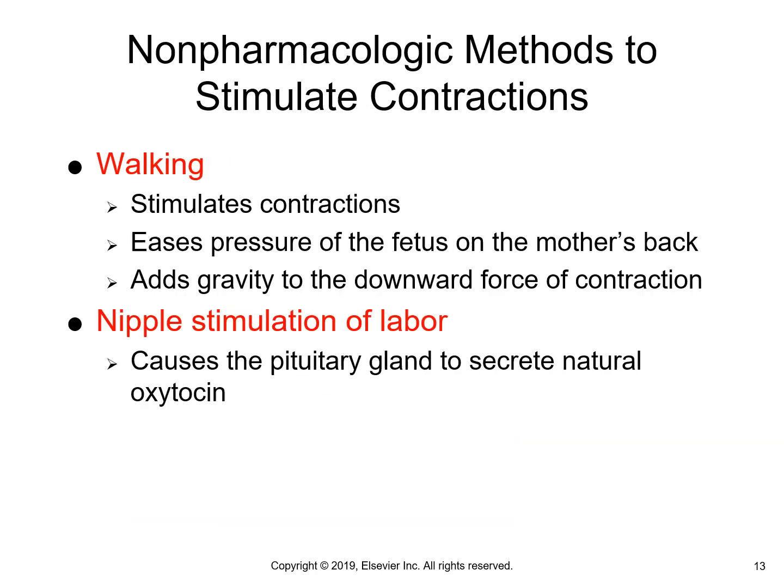Just a repetition for the non-pharmacologic methods to stimulate your contractions. You're going to want to encourage your patient to walk. It stimulates contractions and eases the pressure of the fetus on the mother's back. Because of the gravity, it helps with the descent of the baby. Nipple stimulation of labor, we did talk about it already. It causes the pituitary gland to secrete the natural oxytocin, which actually helps with the contraction of the uterus.